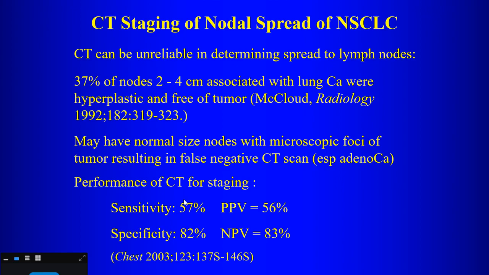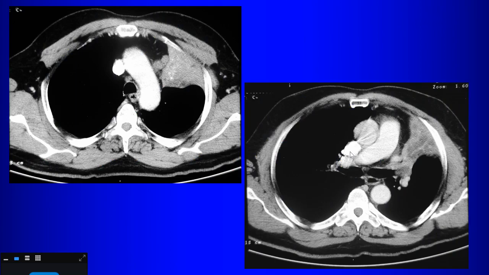So how good is CT? For staging, the positive predictive value is 56%. It's like flipping a coin. So CT by itself is not very good for determining if lymph nodes are involved with tumor. That's why we use PET. These turned out to be reactive nodes. They were not involved with tumor.